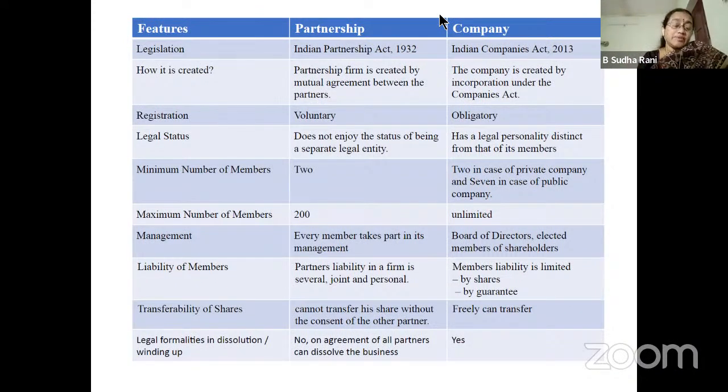The next, the minimum and maximum number of members. In a private limited company, the minimum must be 2, the maximum must be 200. Coming to the public limited company, the minimum must be 7, the maximum is unlimited. So that is the point. Okay, the next, after the number of members, what is their liability?